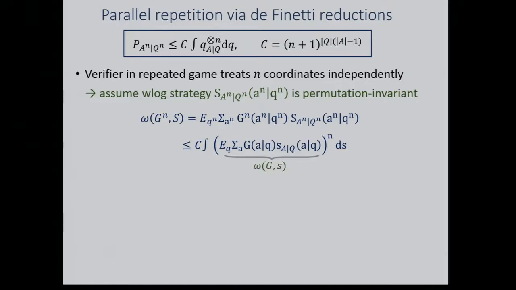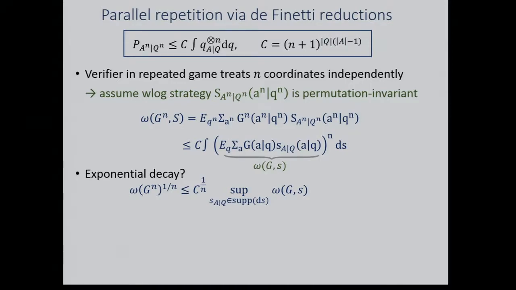So this is quite nice because now I recognize here just the value of a single instance of the game. When the players would play a certain strategy S here, that's given by my measure, my prior on strategies for a single game.